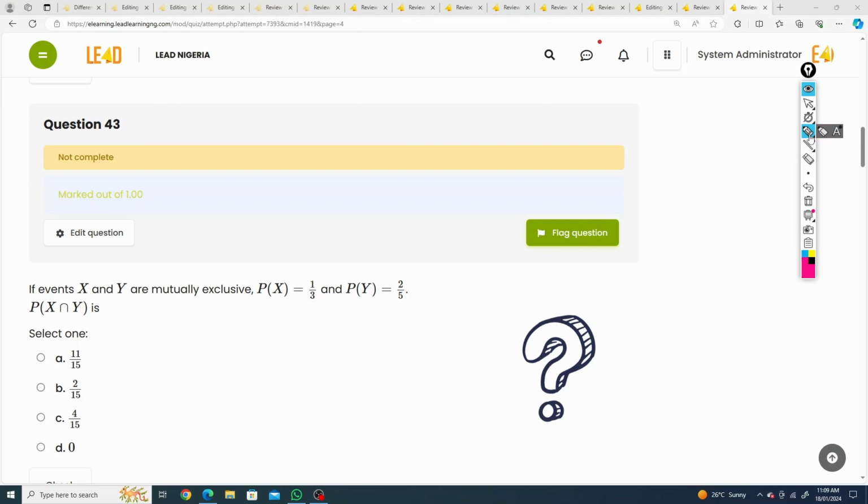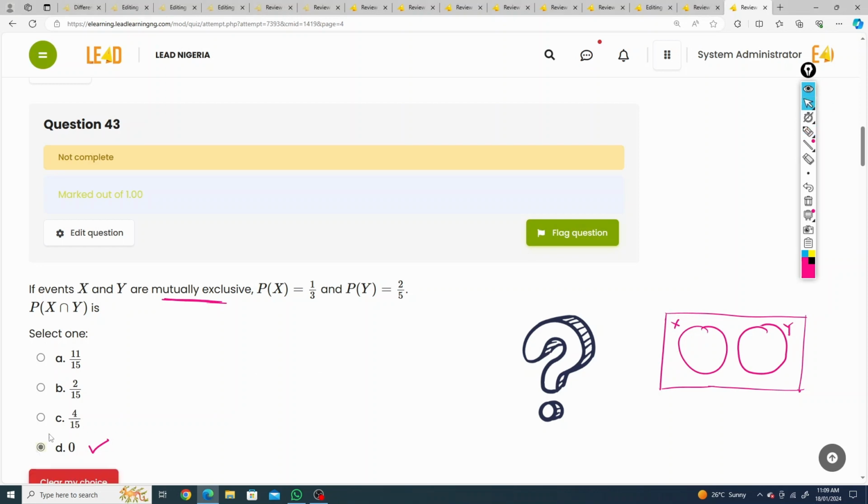Events X and Y are mutually exclusive. The probability of X is 1 over 3 and the probability of Y is 2 over 5. What's the probability of X intersection Y? All right, so the idea of mutual exclusivity means that both events cannot occur at the same time. That means that if I represent it using a set, this is X and this is Y. They can never occur at the same time. So that means that the intersection would be an empty set.